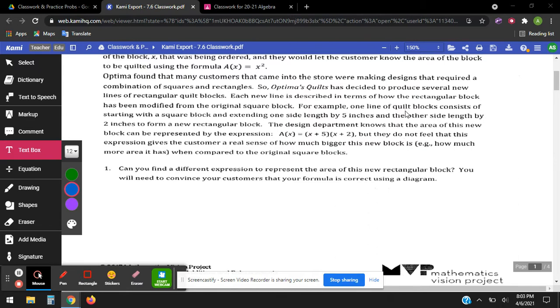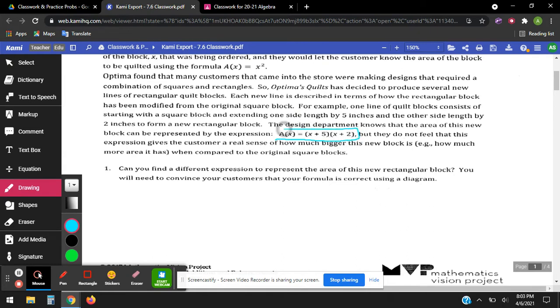For example, one line of quilt blocks consists of starting with a square block and extending one side length by 5 inches and the other side length by 2 inches to form a new rectangular block. The design department knows the area of this new block can be represented by this equation right here.